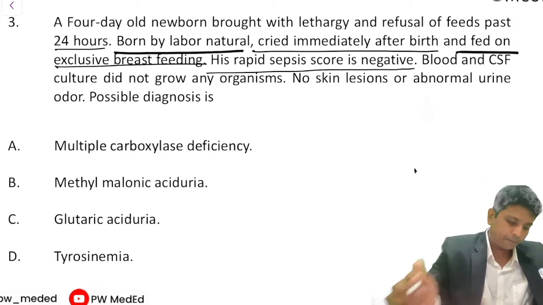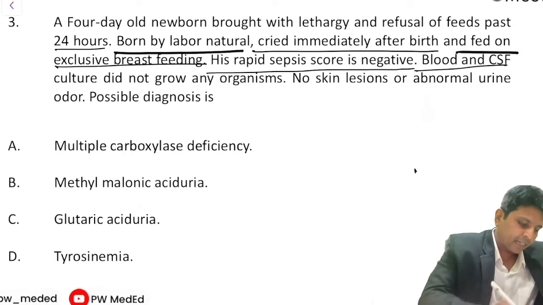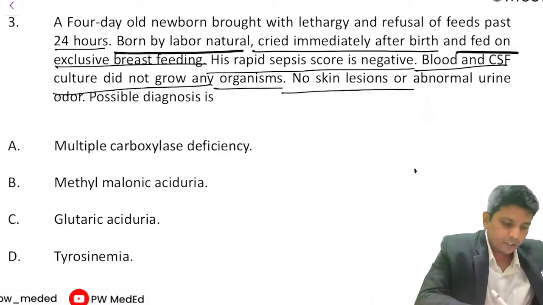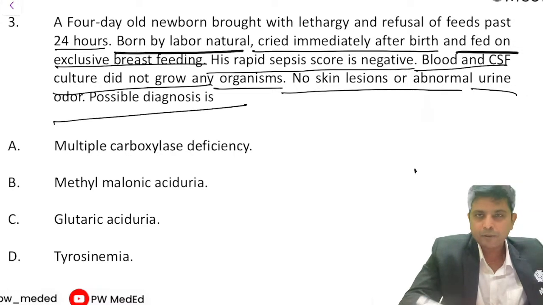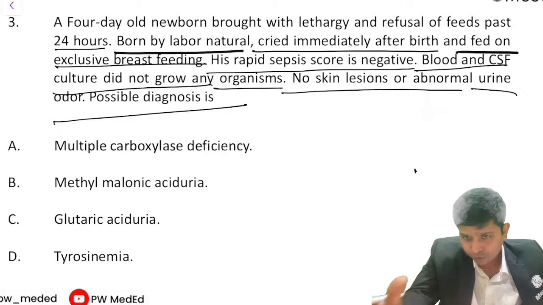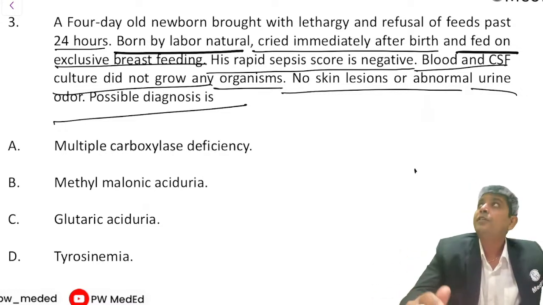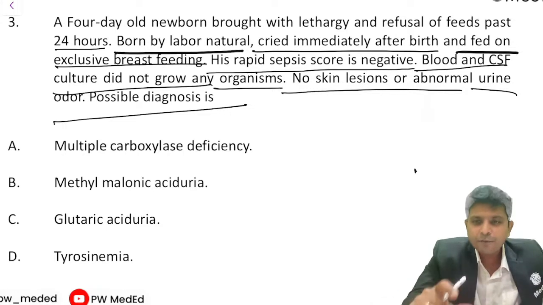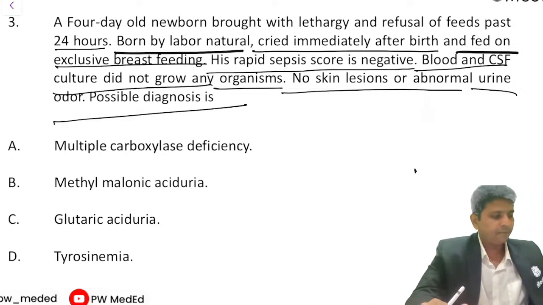Okay? Done. So our rapid sepsis screening is negative. Blood and CSF culture did not grow any organisms. No skin lesions or abnormal urinary odor. What is the possible diagnosis? Because between 2010 and 2022, this question has been asked almost 10 to 15 times.